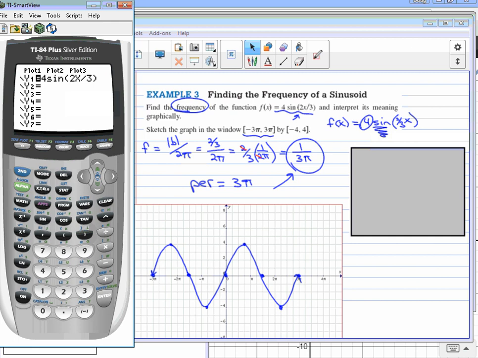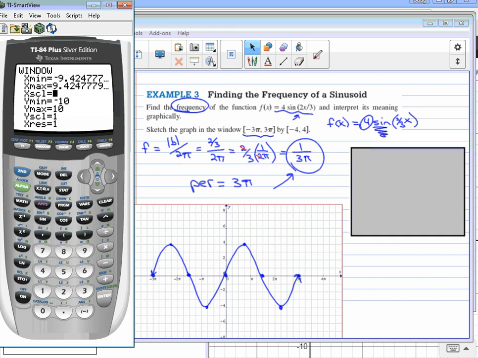Now I want to do some window taking care of a little bit. We need to set our window up correctly. Window, x minimum, -3 pi is what they wanted. I'm actually going to do -3 pi, to x max of 3 pi.